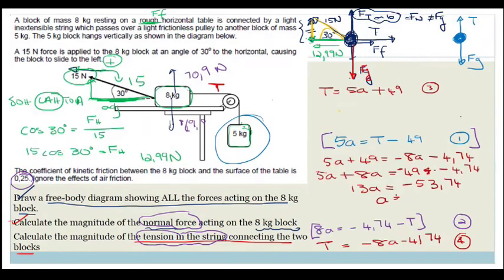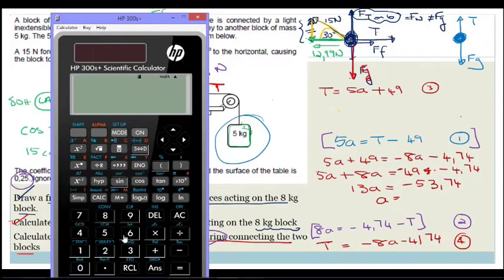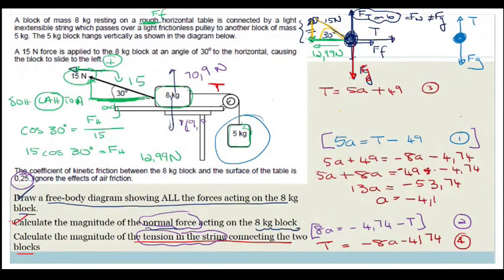Now we need a calculator. So we can say that that is 53.74 divided by 13 equals 4.13. So it's minus 4.13. So that's interesting. So it is moving to the left, but it's slowing down. Okay, so its acceleration is minus 4.13 meters per second squared, but that's not what they asked.